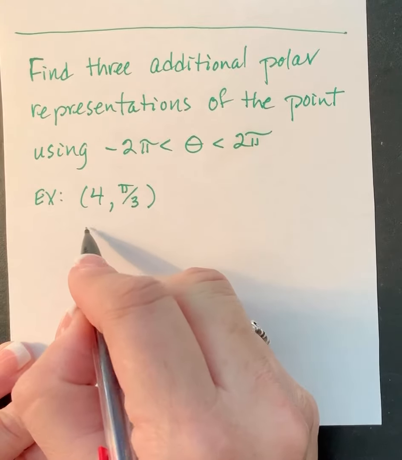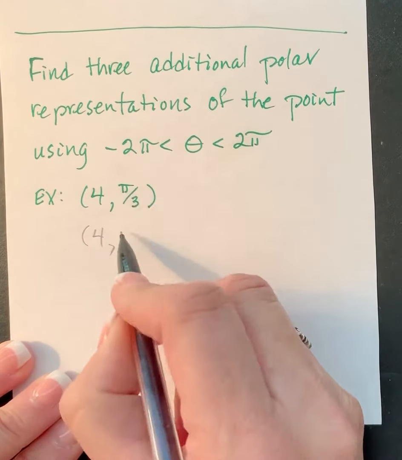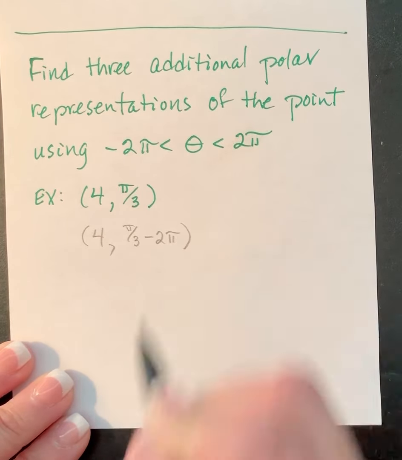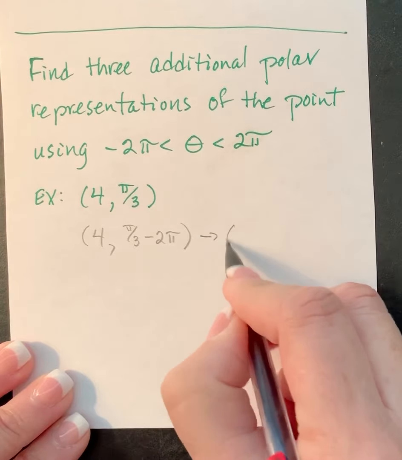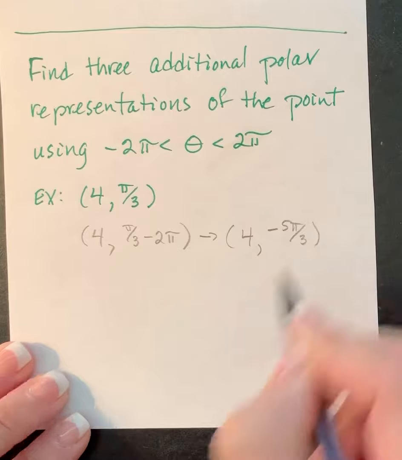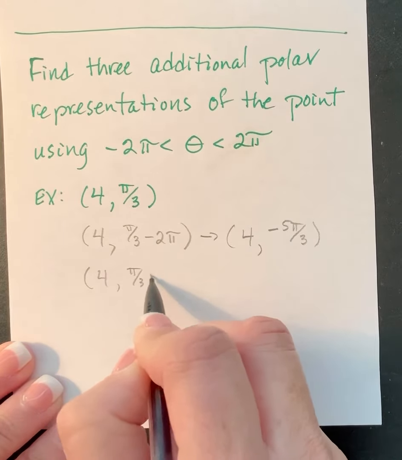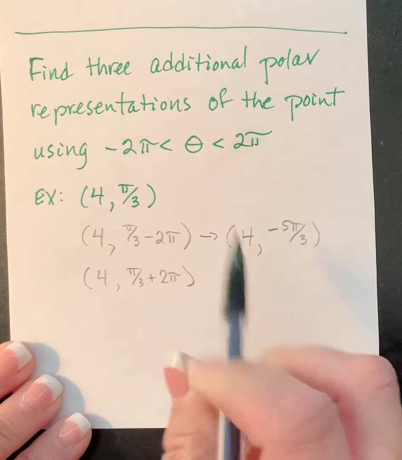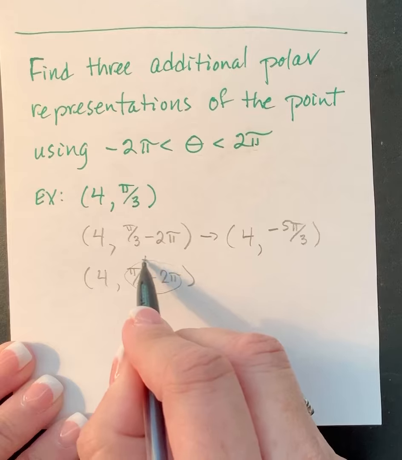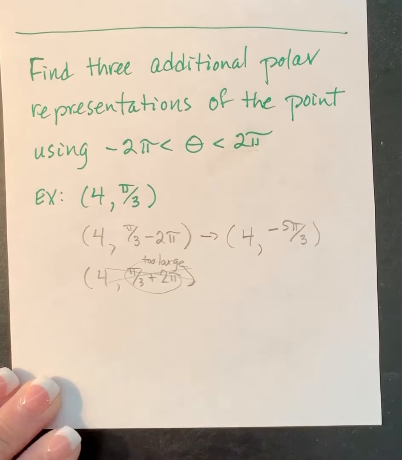So one thing we could do, we could just keep the r the same, and if we want, we could subtract 2 pi. So then that would work out to be 4 comma negative 5 pi over 3. All right. Now, if I add 2 pi, then this will be too large for the directions, because it says theta has to be less than 2 pi, so that would be too large. It would be another representation just in general, all right, but we can't use it for this problem.